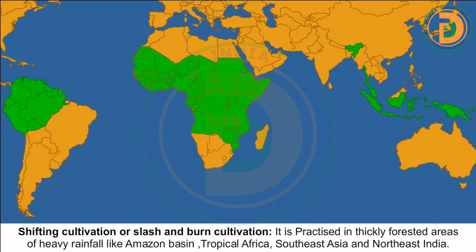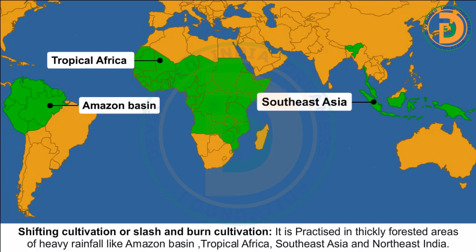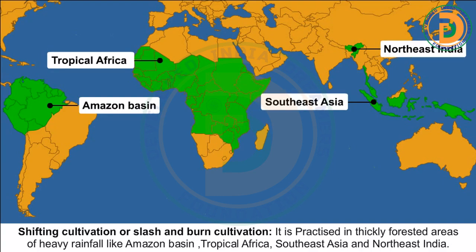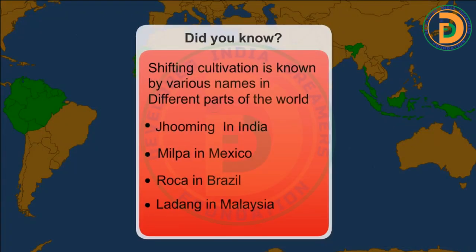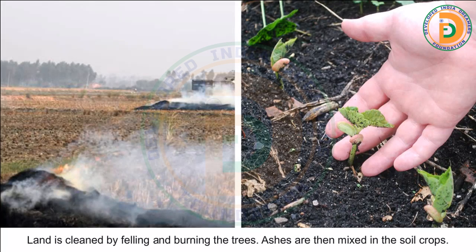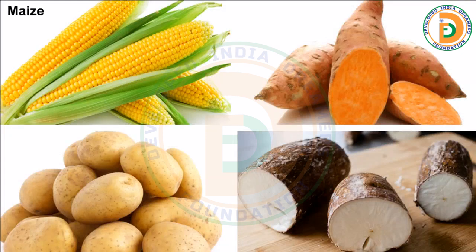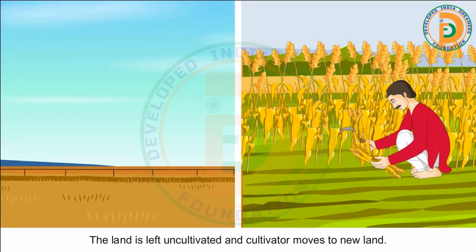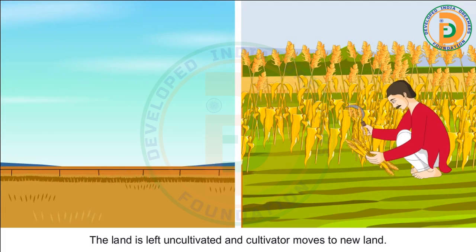Shifting cultivation, or slash and burn cultivation, is practiced in thickly forested areas of heavy rainfall like the Amazon Basin, tropical Africa, Southeast Asia and Northeast India. Land is cleared by felling and burning the trees. Ashes are then mixed in the soil. Crops like maize, yam, potatoes and cassava are grown until the soil loses its fertility. The land is then left uncultivated and the cultivator moves to new land.